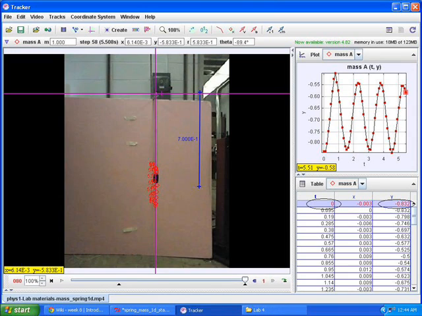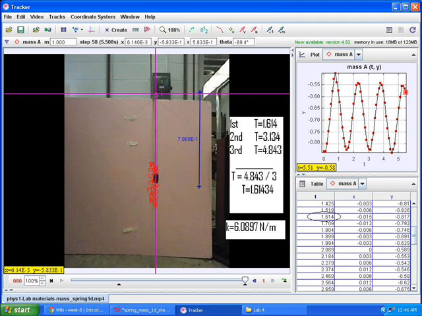From this graphic, I extracted the first three periods needed to calculate the average period, so the oscillation period is T equal to 1.61436 seconds. Now I can determine the elasticity constant k equal to 6.0897 newtons per meter.